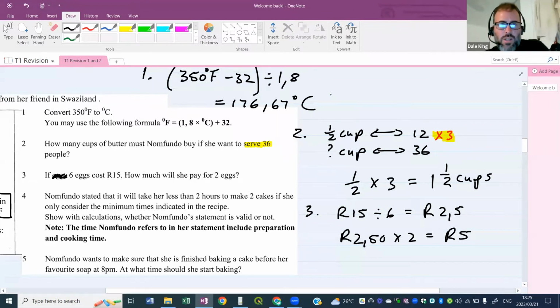Out of these 3 questions, I think the first one was probably the most challenging. The second and third are not bad at all. You are smart. You are very smart. That's fantastic.